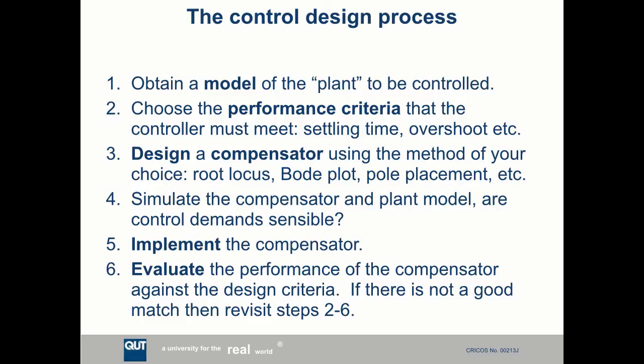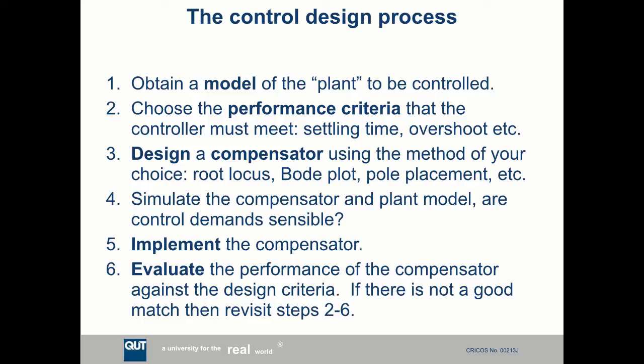Next step then is to implement the compensator. You write some code, you put it on a computer. Desktop computer, could be an embedded microcontroller. You've got to think about the language, about the timing issues, about quantization issues, about dynamic range issues, and all of those sorts of things.